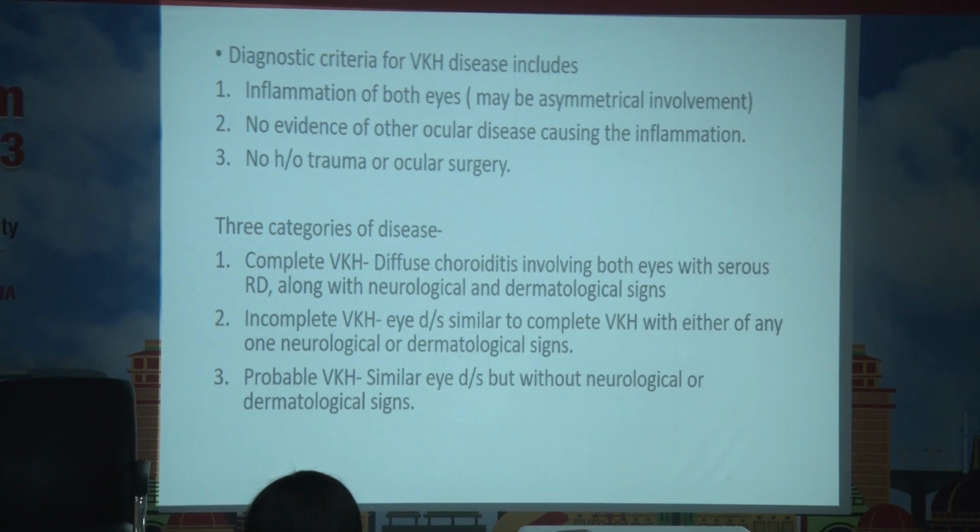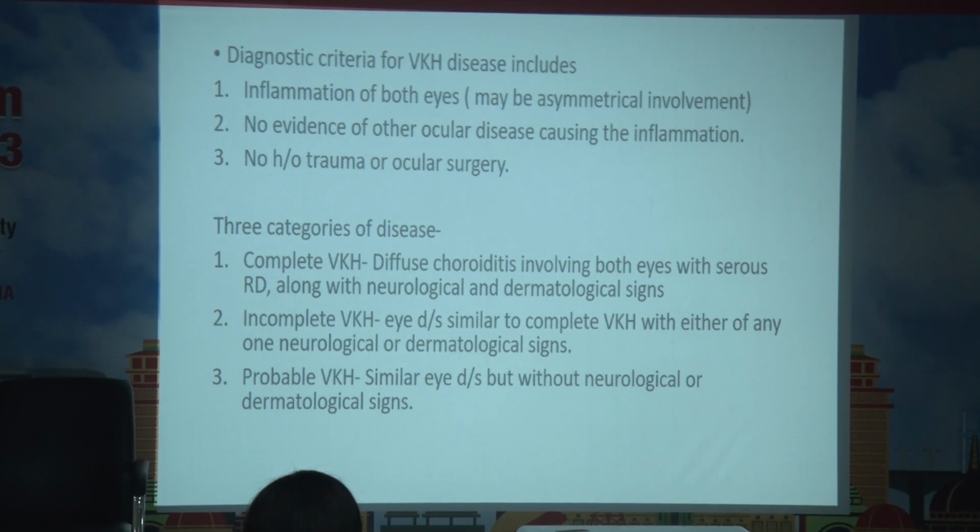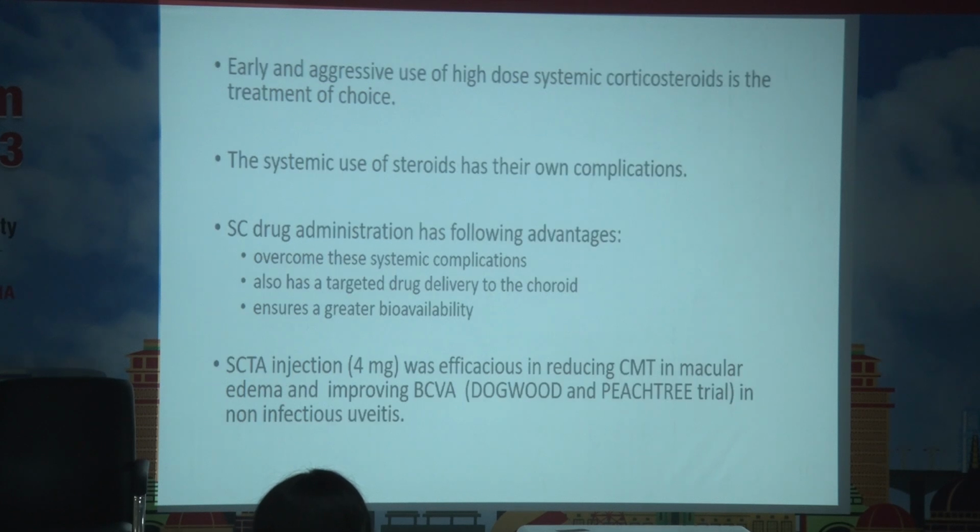Incomplete, there can be involvement of the eye, but neurological or dermatological signs, either one of them has to be present. And in probable VKH, which I think was my case, similar eye disease features may be there, but without neurological or dermatological signs. Early and aggressive use of high-dose systemic corticosteroid is the treatment of choice.